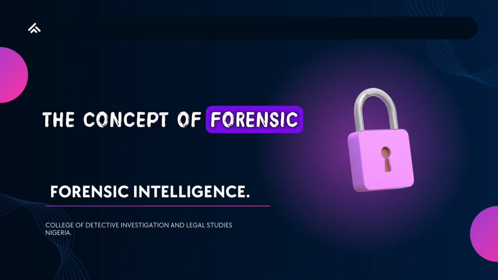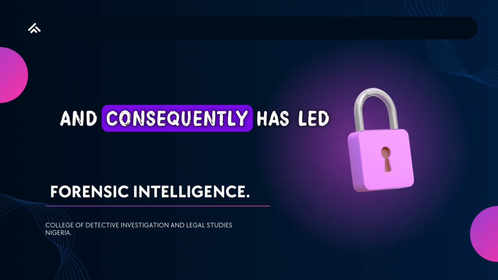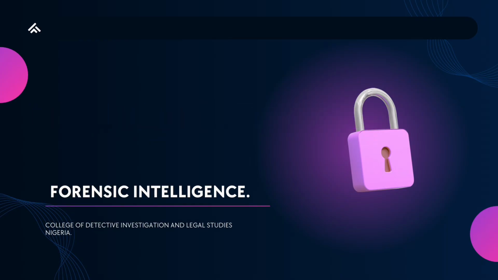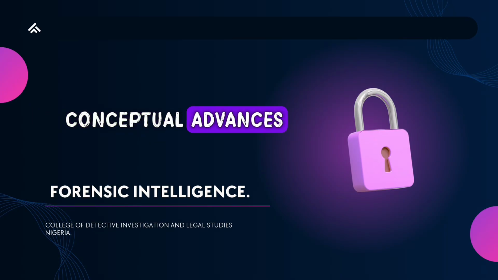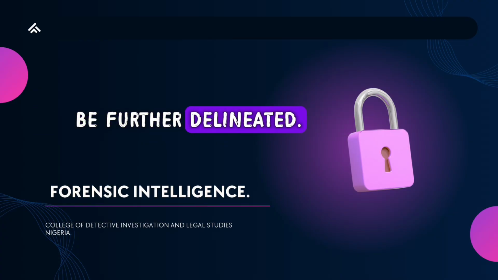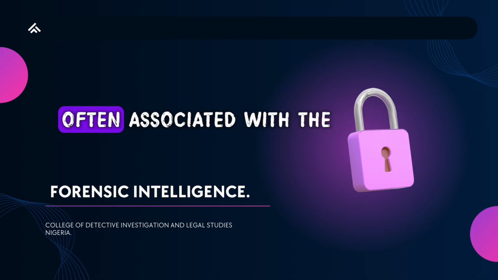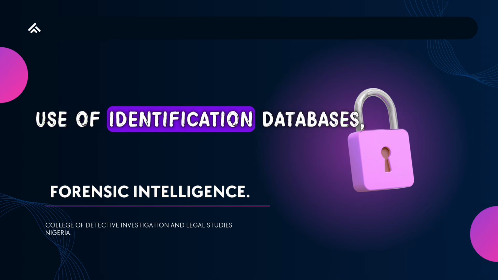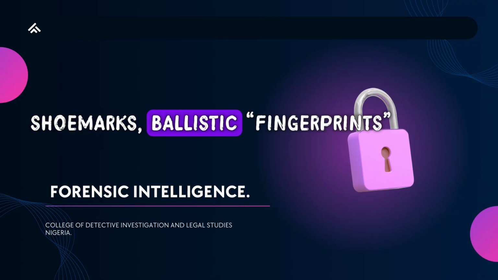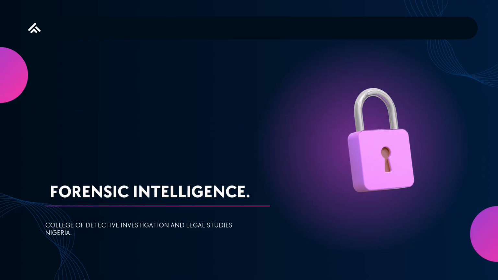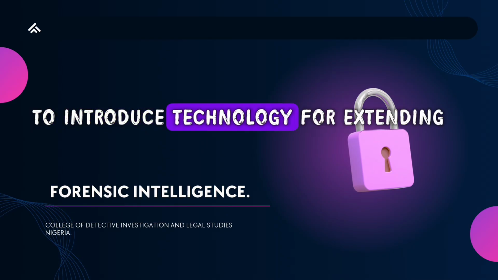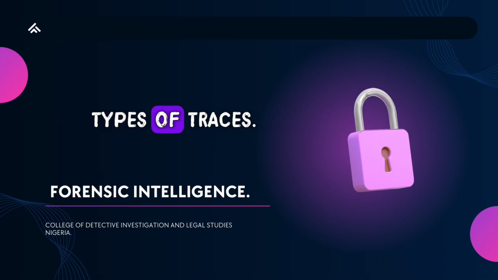The concept of forensic intelligence remains fuzzy, and consequently has led to difficulties in implementing methods in an operational environment. A clearer definition and conceptual advances show already important results, but this needs to be further delineated. Forensic intelligence is still today often associated with the use of identification databases, such as DNA, AFIS, shoe marks, ballistics, fingerprints, etc. And much of the debate has focused on those systems and mechanisms to introduce technology for extending similar tools to other types of traces.